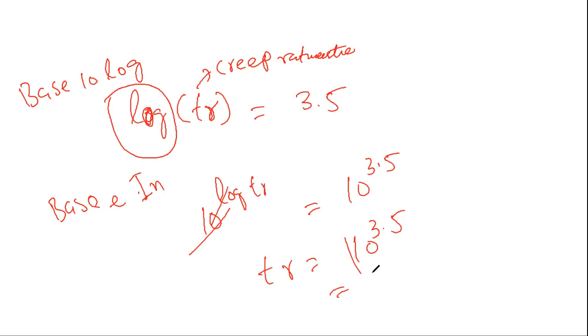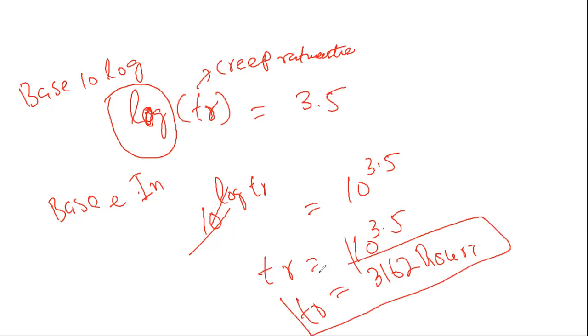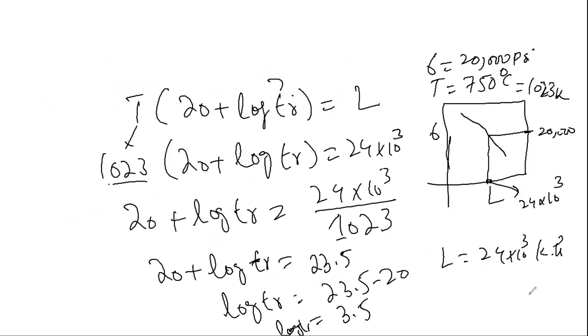3162 hours, right? So this is the time required for rupture, right? This is TR. Okay, do you understand this problem or not?